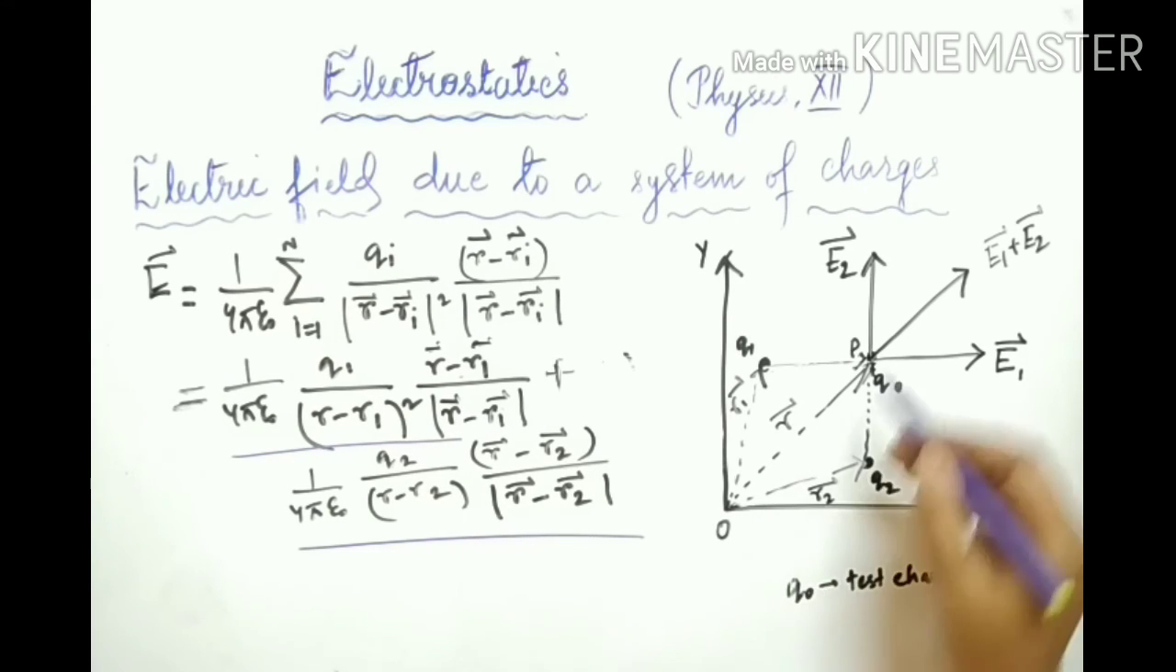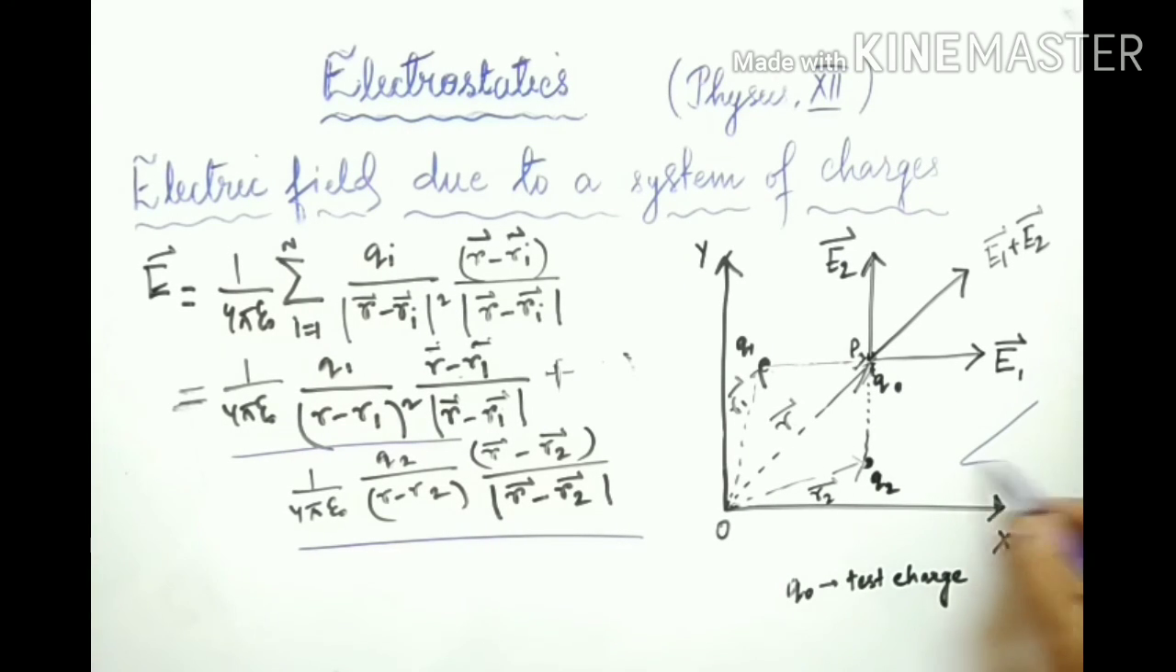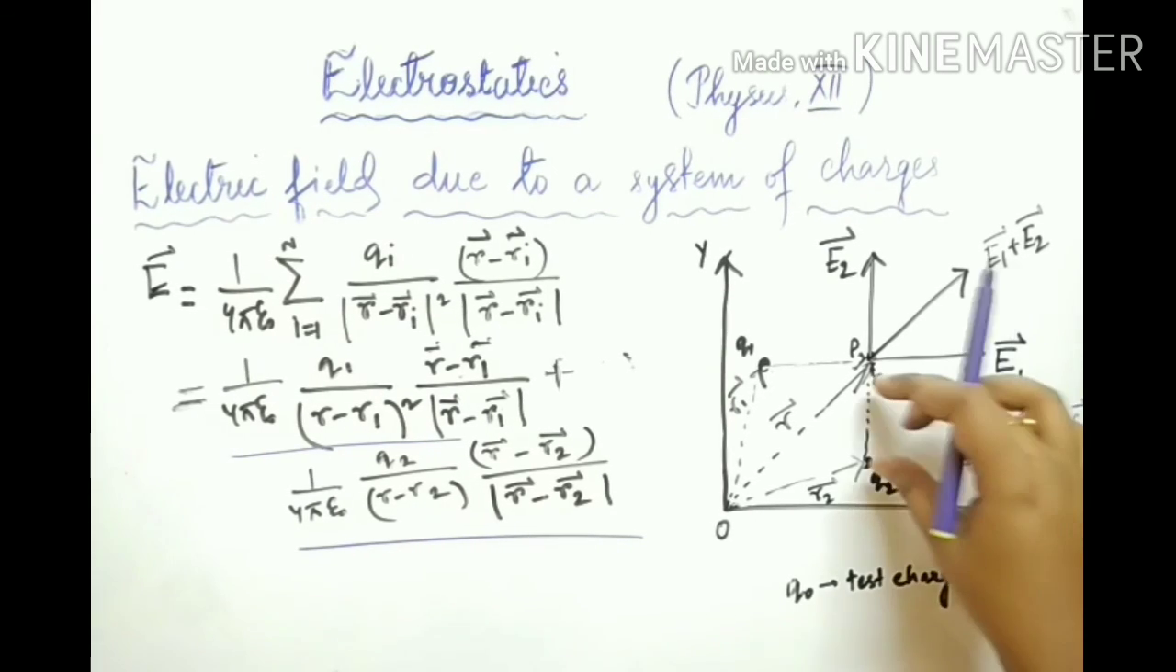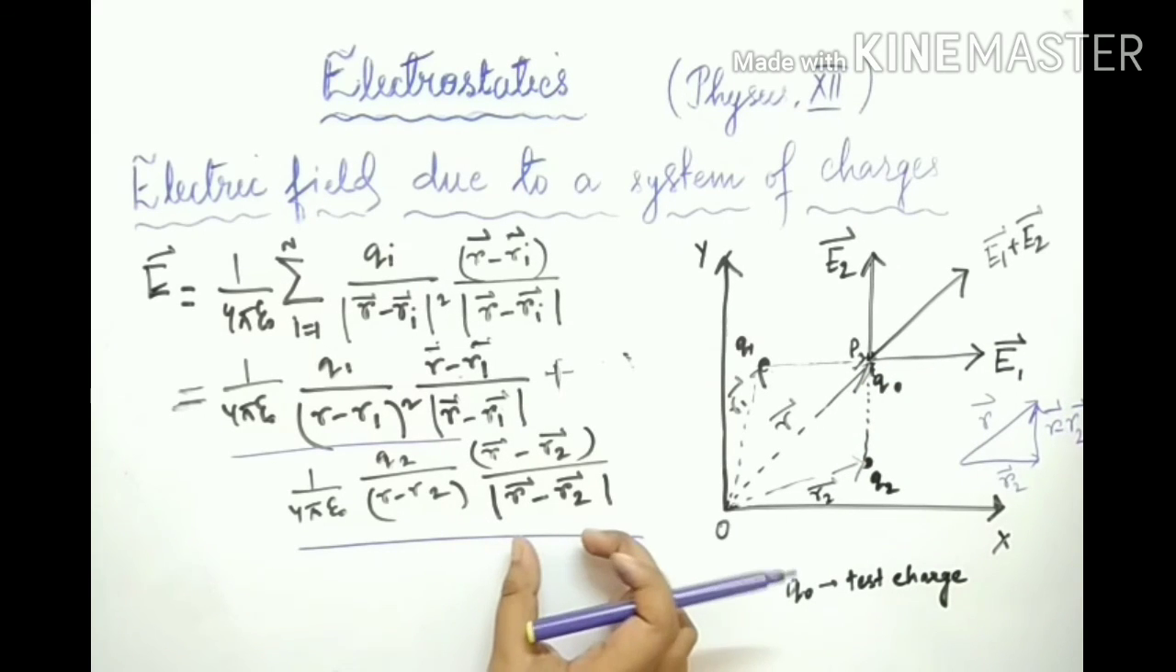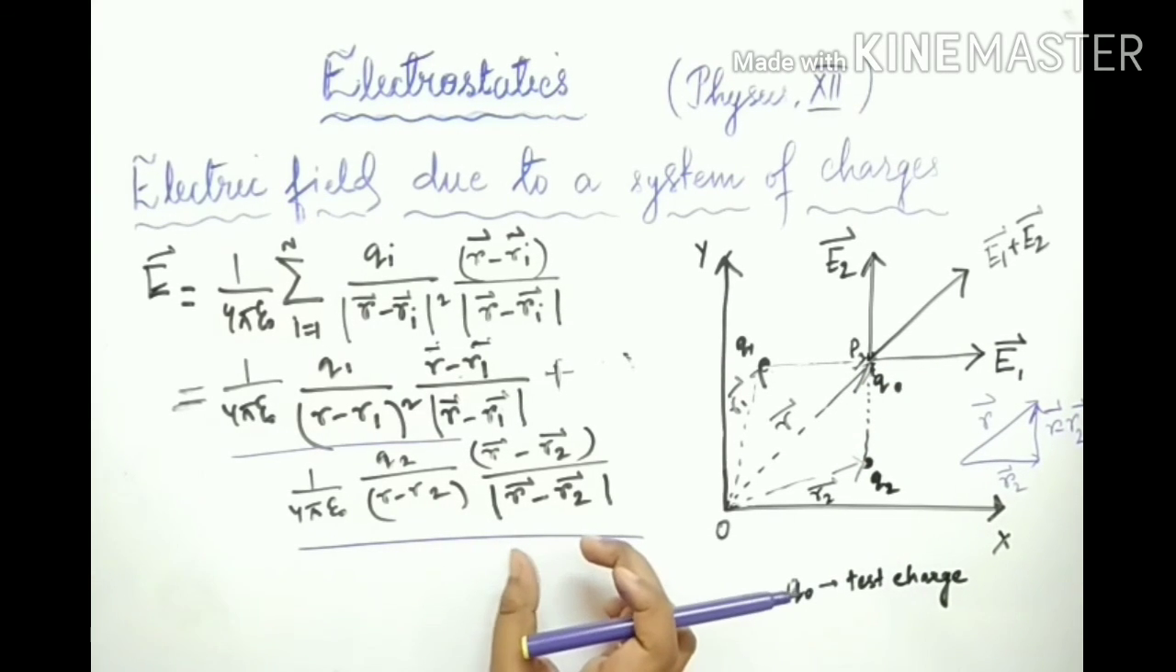So if you take this portion, if this is r, this is r2, then this vector will be represented by r minus r2 vector. So this distance, which we want, is given by r minus r2 vector.